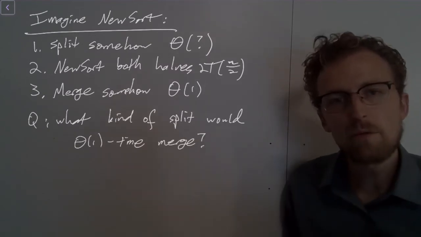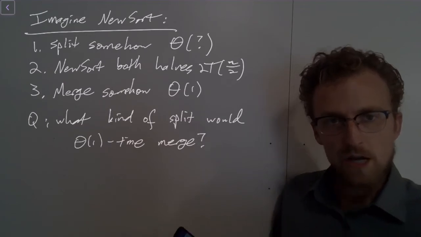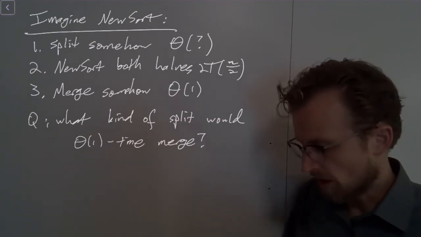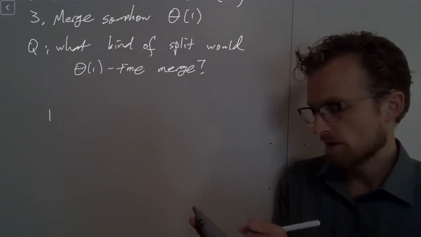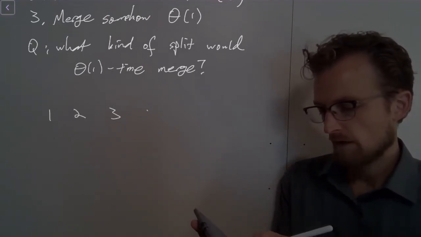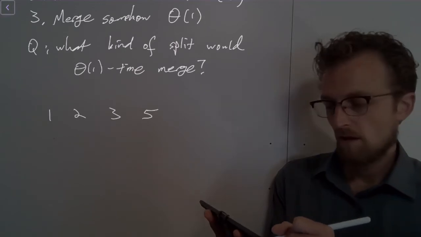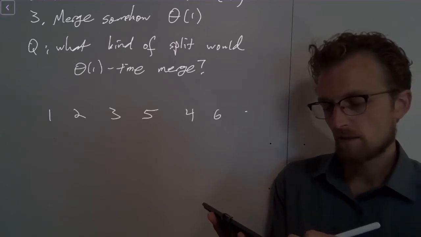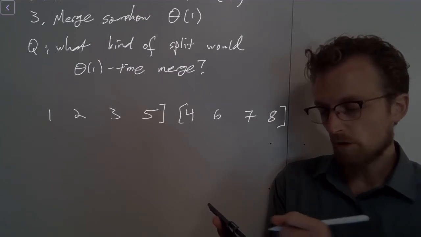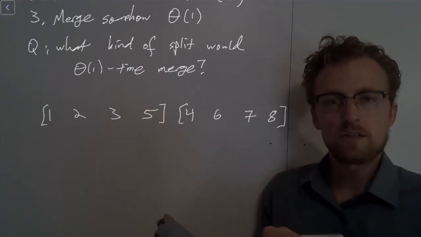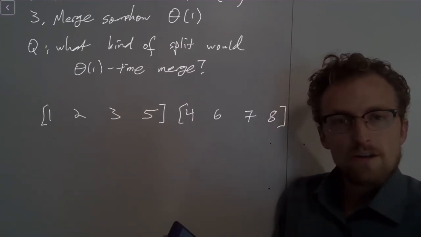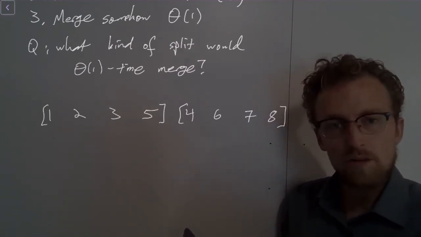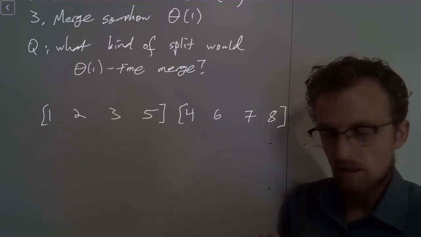Okay, well, let's think a little bit about what merge sort is doing in its merge. Think about why it has to be linear time, right? So let me write down a couple arrays. So here's 1, 2, 3, and 5, and 4, 6, 7, and 8. So here's two sorted arrays that we're passing to the merge function. And the question is, what about these sorted arrays causes merge to be slow?